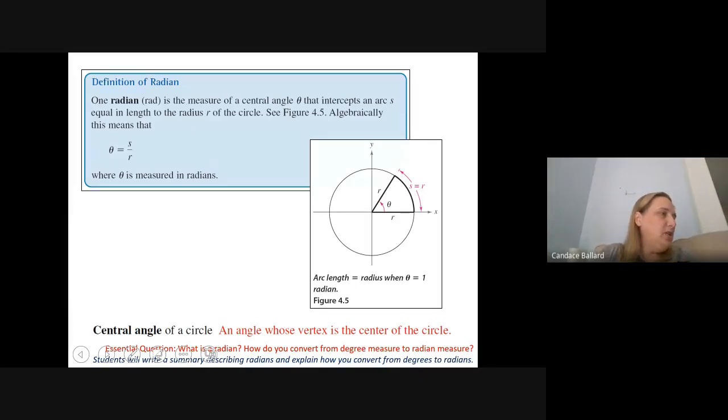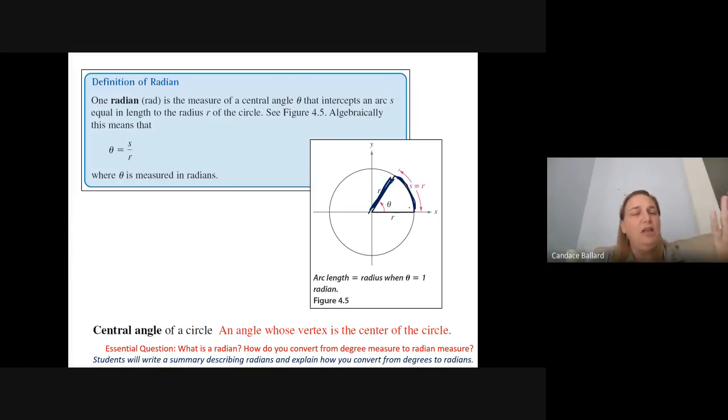We talked yesterday a little bit, and then when you saw Desmos, about radians versus degrees. There is another measure that we use for angles, and it's called a radian. It's the measure of the central angle that intercepts the arc S equal in length to the radius of the circle. So if I took a piece of yarn and measured that radius and laid it out on the circle, it would be the length of that arc right there. And that would give us what we consider 1 radian.